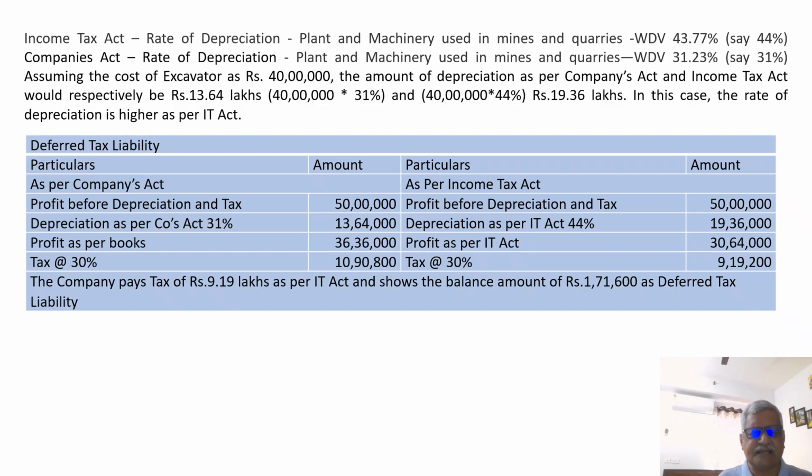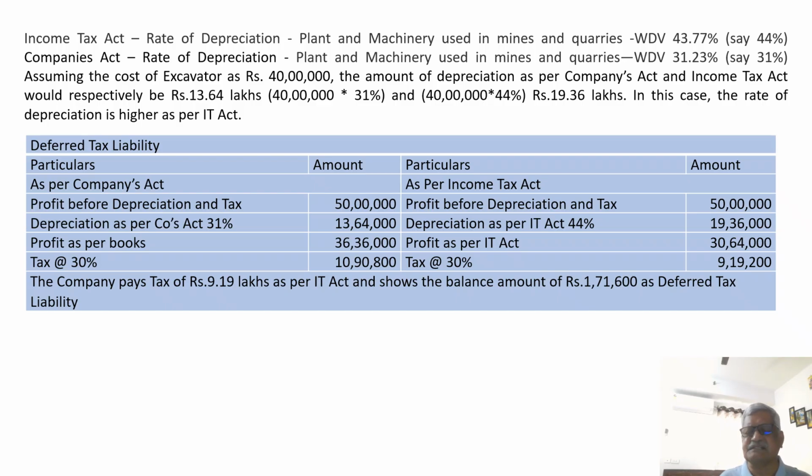Now, looking at the example, the profit before depreciation and tax is 50 lakh as per Companies Act, and depreciation as per Companies Act at the rate of 31% works out to 13 lakh 64,000. So profit as per books will be 36 lakhs 36,000. Tax at the rate of 30% works out to 10 lakh 90,800.